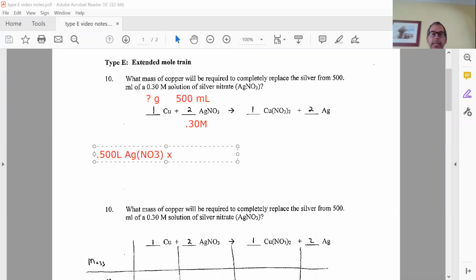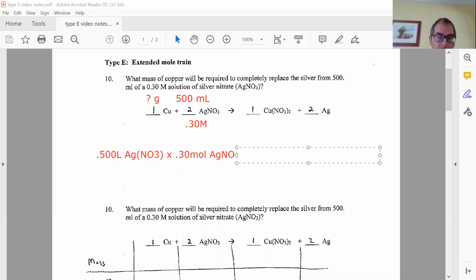And then I'm going to times that by the molarity. And the molarity is 0.30. And I'm going to say moles of AgNO3. Whoops. We'll put a little 3 here. AgNO3. Not very close. Try that again.